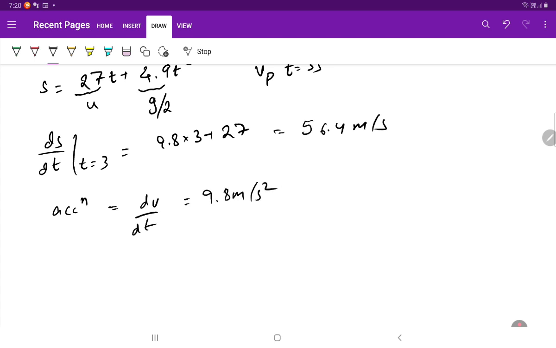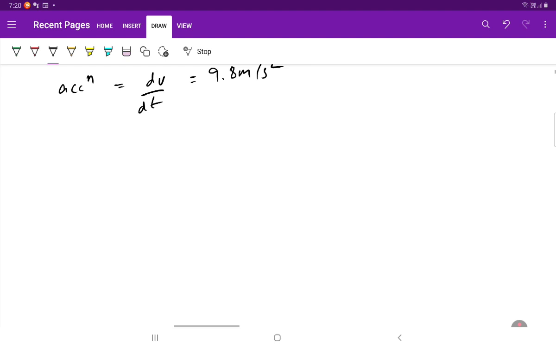I hope it's clear. Till now, I have not discussed much of this; this is just enough for knowing about derivatives. You just need to know that dv by dt is equal to acceleration and dx by dt is equal to velocity. Now the second application is maximum and minimum.